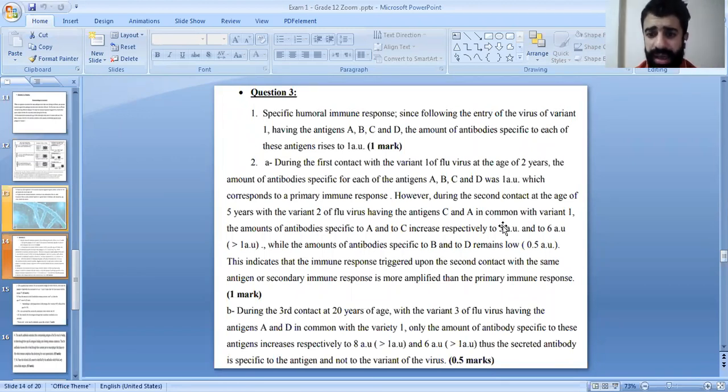However, at the second contact with the antigen at the age of 5 years, with variant 2 of the flu virus having the antigens A and C in common, if you remember, the amount of antibodies specific for A and C increases to 5 and 6 AU respectively, which is greater than the first encounter, which was 1 AU. While the amount of antibodies specific to B and D remains low. So this indicates that the immune response triggered upon contact with the same antigen, the secondary immune response, is more amplified than the primary. So you have a high amount of antibodies after contact with the same antigen for the second time, which is called the secondary immune response.